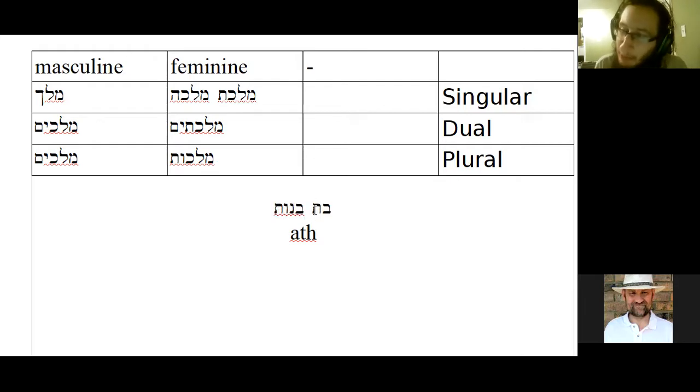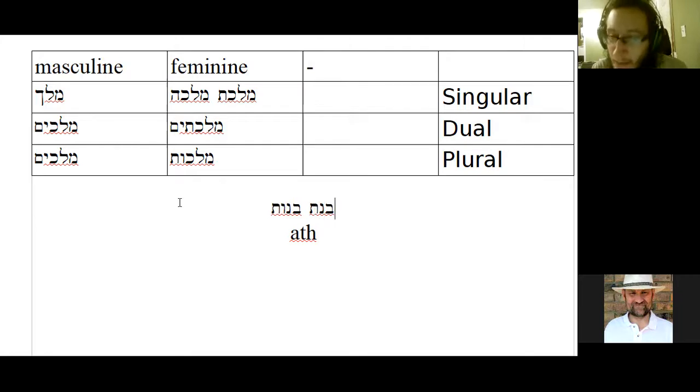Where did the N come from? Where did the noon come from? I thought the singular was bat. Why did it become banat? And where did the tav go? Why did it disappear? Well, the reason is because originally the word was not bat, it was banat. And then the plural of banath is banoth.